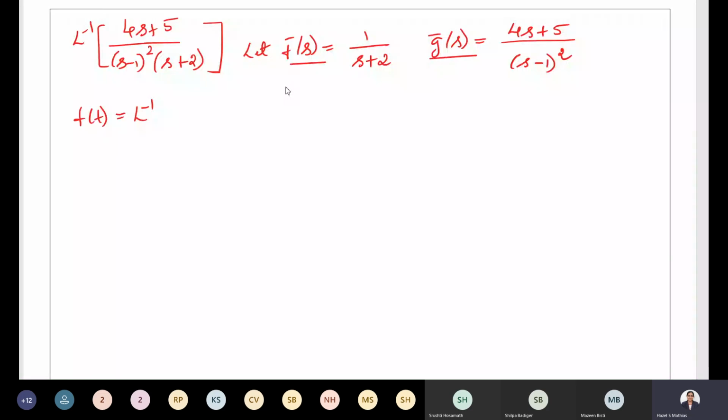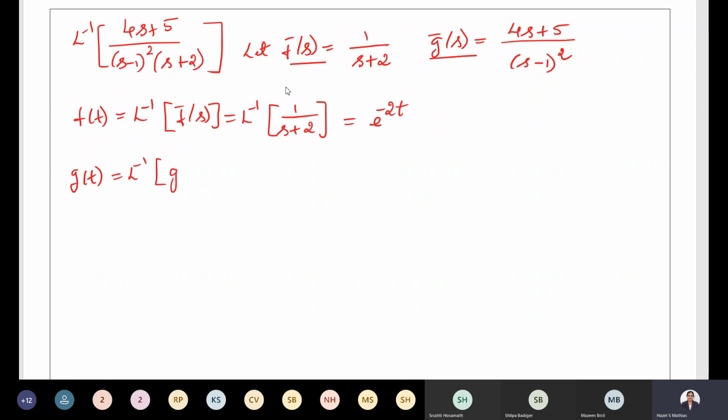So what will be f of t? L inverse of f bar of s, which is L inverse of 1 by (s + 2). What is the inverse Laplace transform of 1 by (s + 2)? It is e power minus 2t. Then we will find g of t. g of t is L inverse of g bar of s, which is L inverse of (4s + 5) divided by (s - 1) whole square.